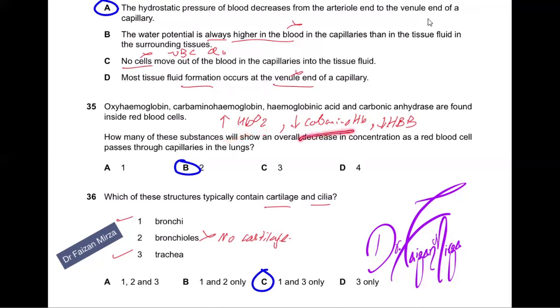Carbaminohemoglobin will decrease because carbon dioxide diffuses out. Hemoglobinic acid also decreases because, again, carbon dioxide leaves in the form of H+ ions combining with HCO3-. So CO2 goes out. Carbonic anhydrase is the enzyme; it should stay unaffected. So only two things here decrease. So yes, the answer will be 2.